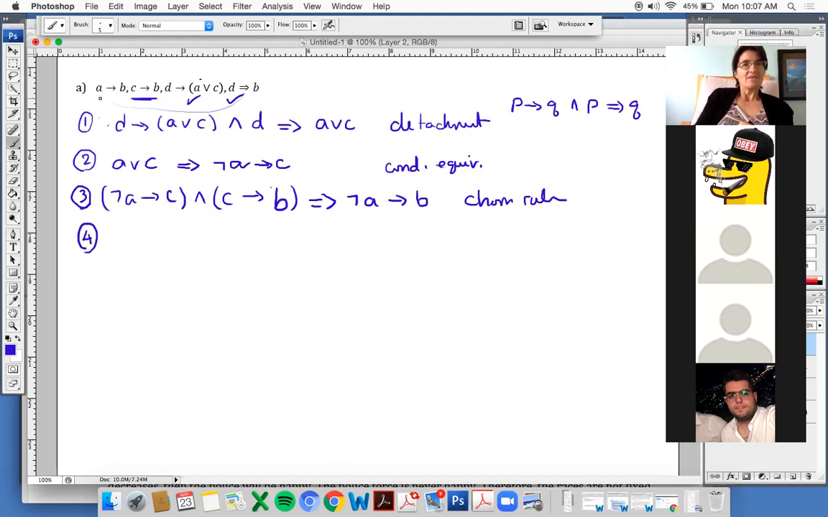Now I have this and this that I could combine together. I'm going to turn this around, because I want to have A at the end here and A at the beginning there. So I'm going to say that this is not B, therefore A. This is the contrapositive.